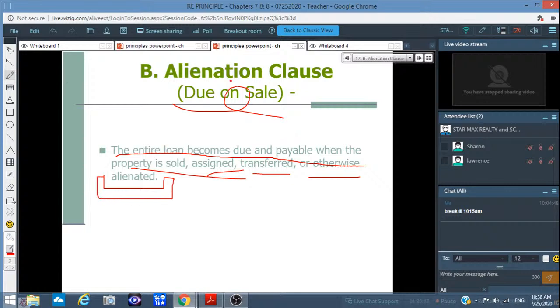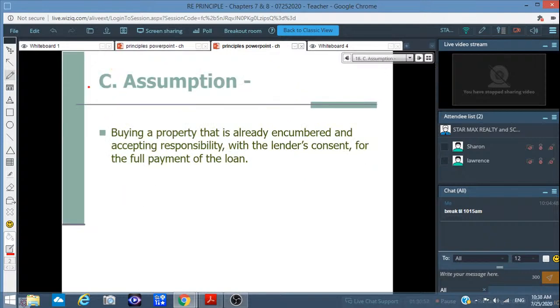Okay, by third party, right? 有第三者在里面的话，right? 你就有付清那个贷款。Assumption，OK，可以。这不是转让了，这是代替，OK。Buying a property that is already encumbered and accepting responsibility, with the lender's consent, for the full payment of the loan.